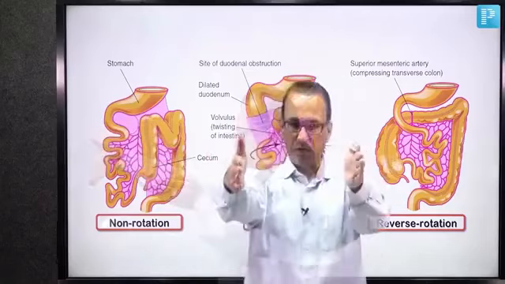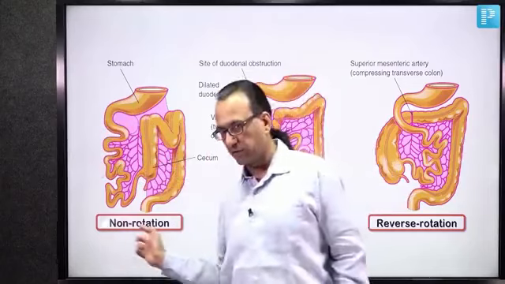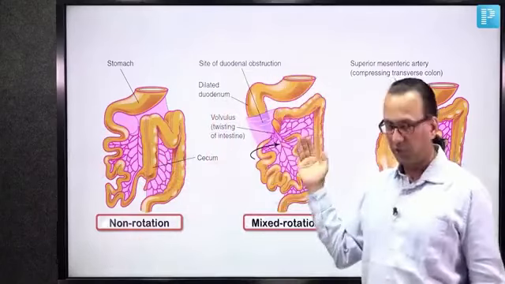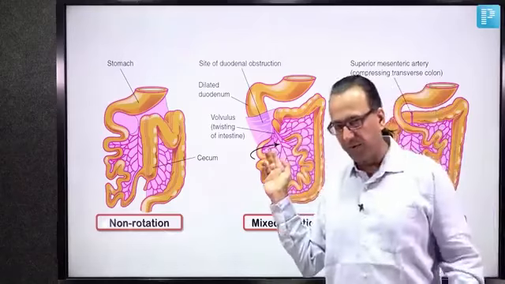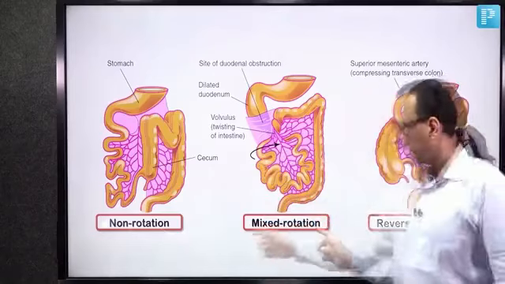As you can see here, the intestine came back without any further rotation. That is called non-rotation. Similarly, there can be other problems which go into the territory of surgical description. But let me just briefly tell you, there could be cases of mixed rotation, which is also called incomplete rotation.